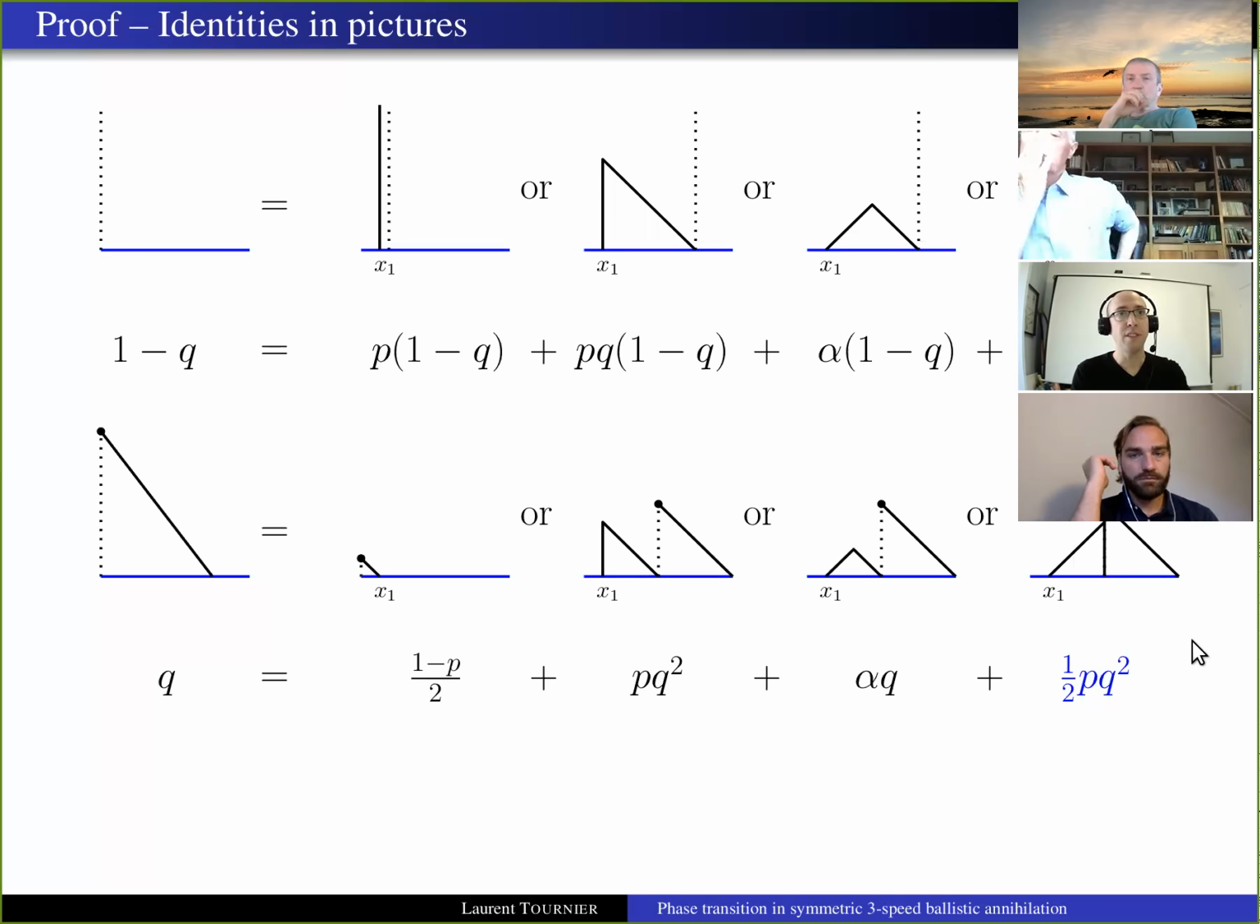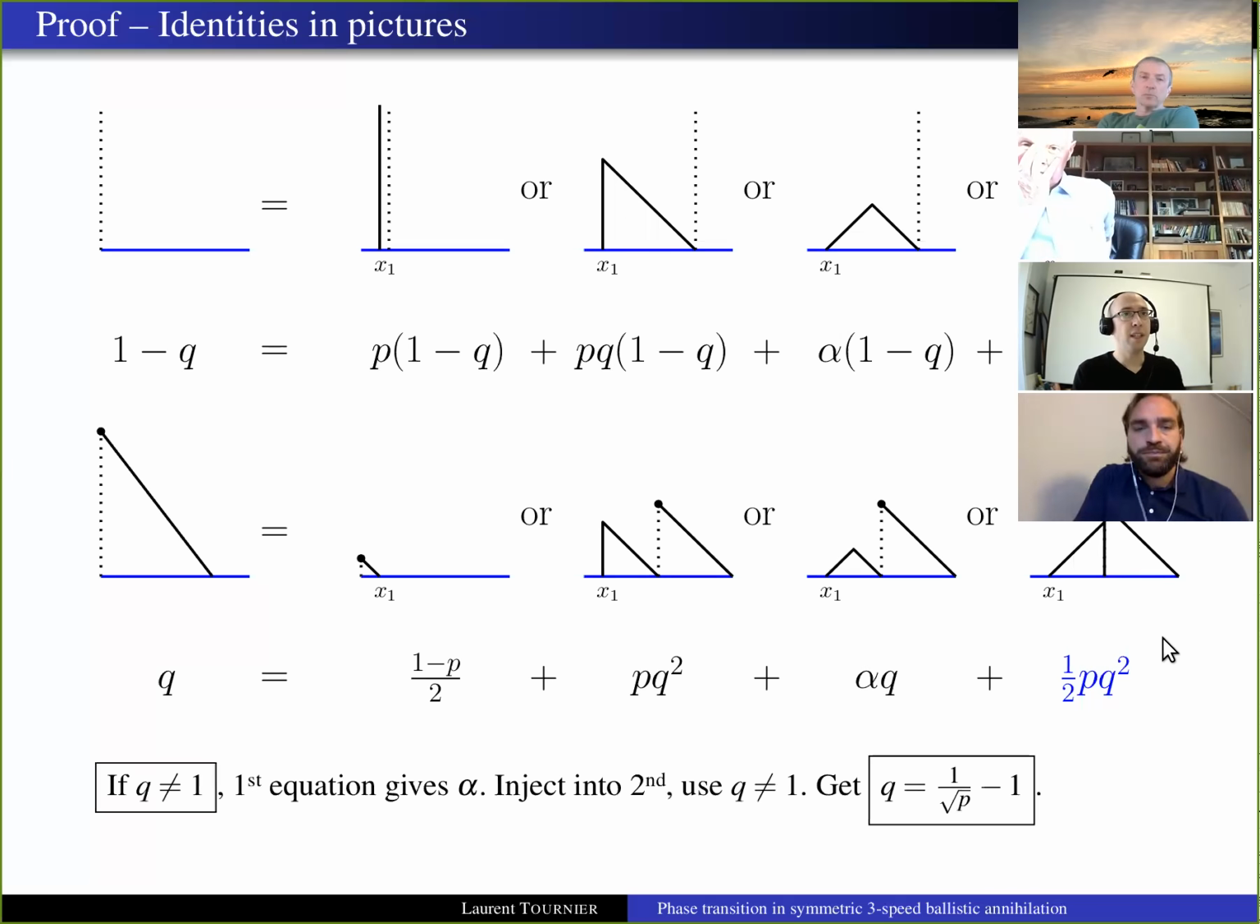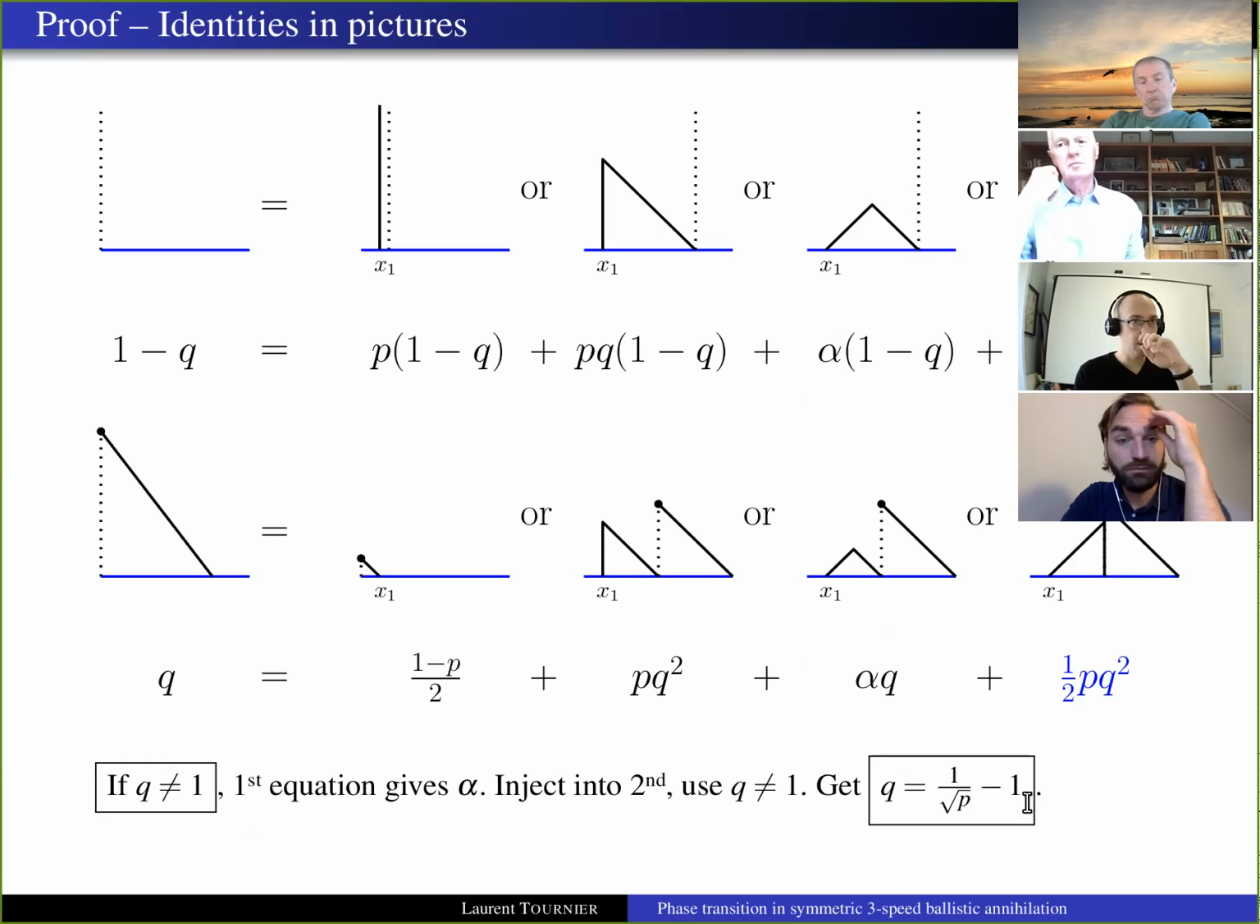So now you have two equations which are not the same. If q is not equal to 1, then you can use the first equation, divide by 1 minus q, and get alpha in terms of p and q. Inject in the second one, you have alpha here as well, and get that q is 1 over root p minus 1. So this is the main combinatorial part in the argument, which in the end is rather simple when you think about it.